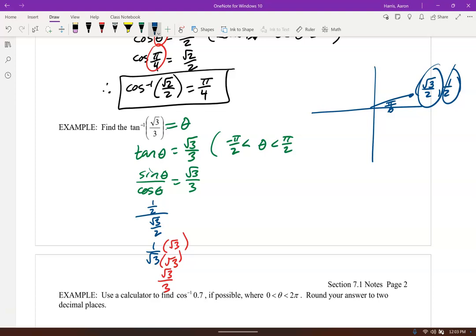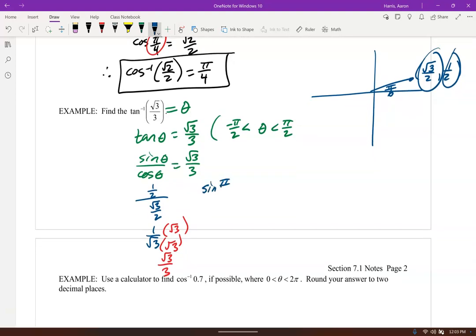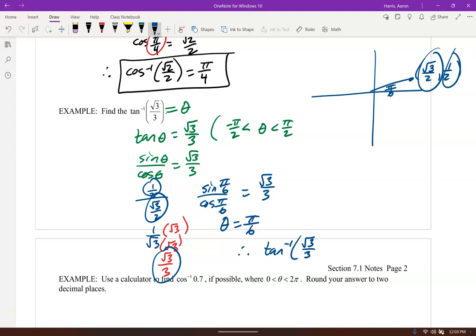And so, yeah, we're looking at pi over 6. Pi over 6 is the one. I know the sine of pi over 6 over the cosine of pi over 6 is 1/2 over root 3 over 2, which simplifies to root 3 over 3. So theta's got to be pi over 6. Therefore, the arc tangent of root 3 over 3 equals theta, which is pi over 6.